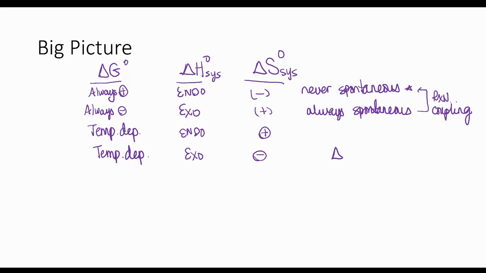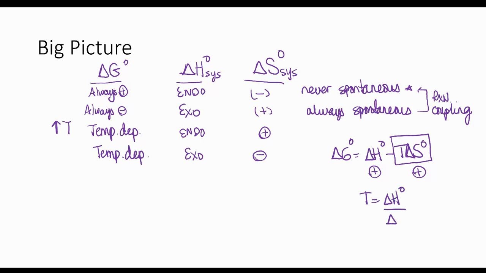And if I'm looking at the one that's endothermic, where this entropy is increasing, we want this term here to be very big. So we're going to find that those are spontaneous at higher temperatures than the temperature we calculate from delta H divided by delta S.